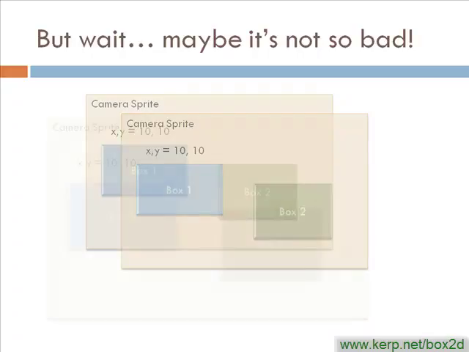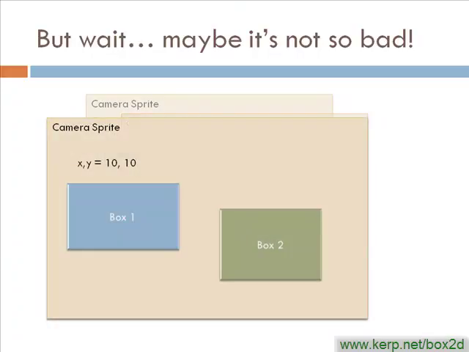And this even holds true if, say, you were to zoom in. Even though our box is actually moved to the left and further down on the stage than it was at the beginning, our box 1 still thinks it's at the XY position of 10, 10.